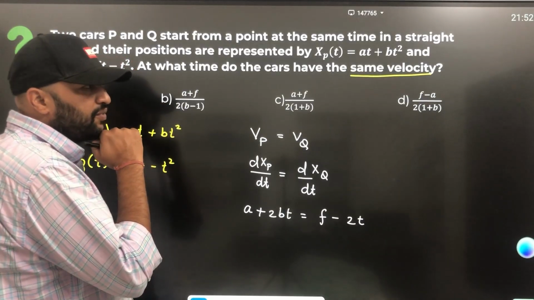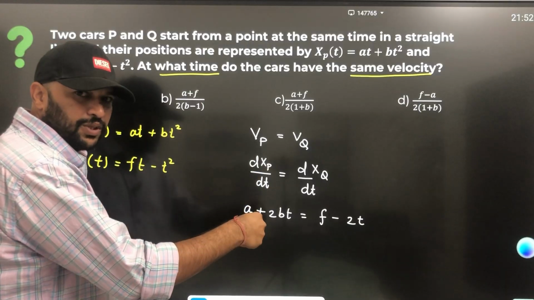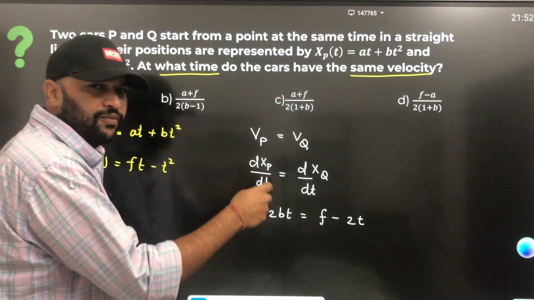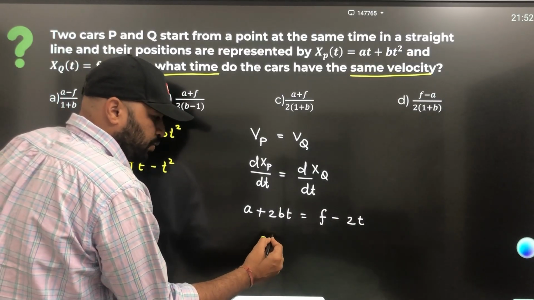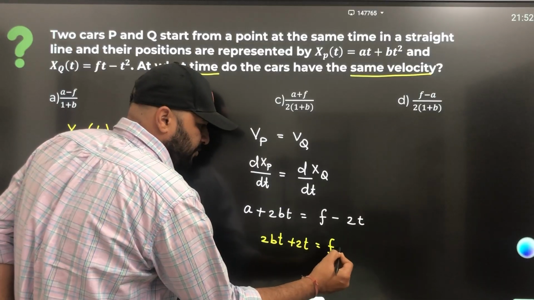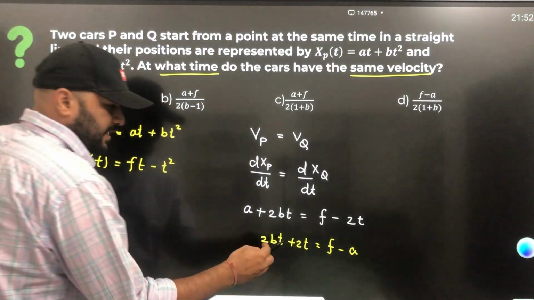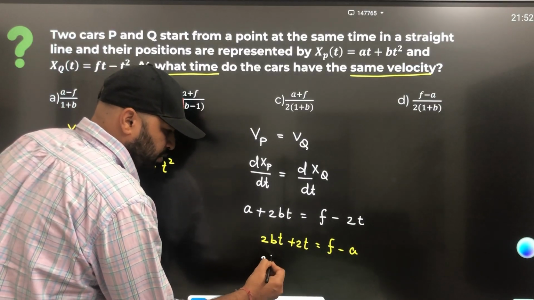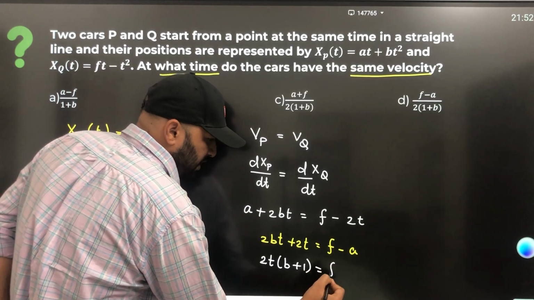Okay, what do we have to figure out? We have to figure out at what time this condition will be true, which means at what time both of them will have the same velocity, right? So let's take the t variable on one side. So 2bt plus 2t must equal f minus a. I hope this is clear. Now let's take 2t common, so it will be 2t times (b plus 1) equals f minus a.